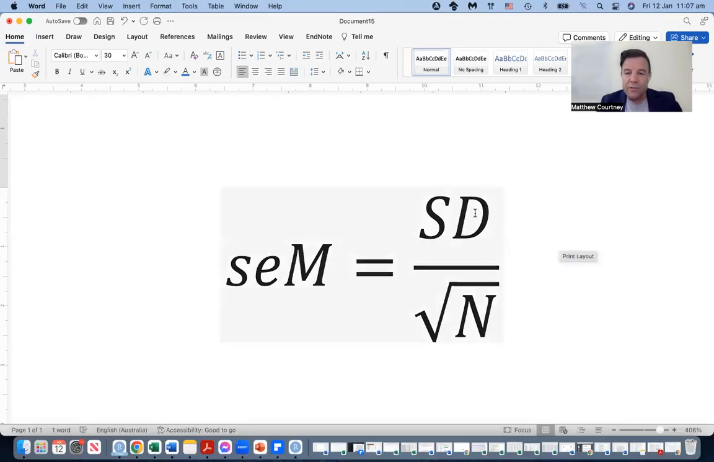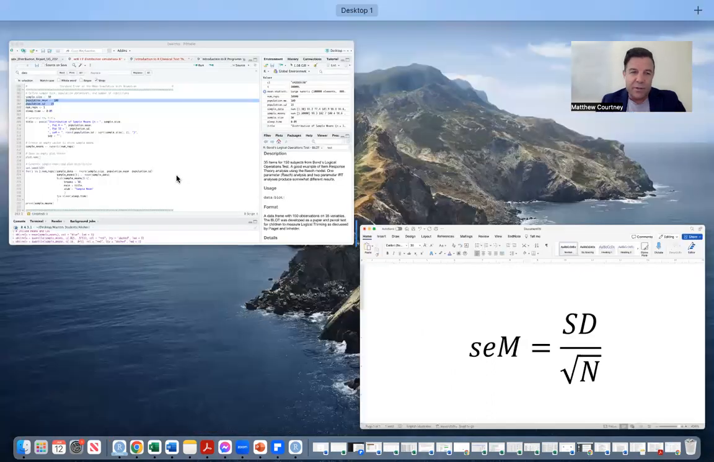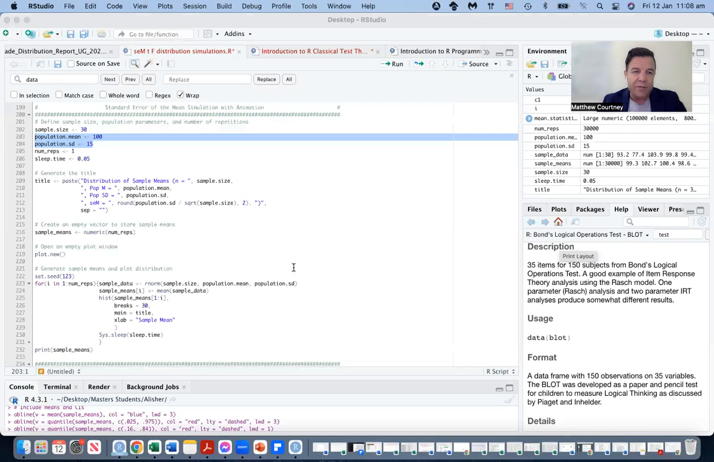Hi, welcome to this demonstration about the standard error of the mean, also known as the standard error of the sample mean. So we know the formula is the standard deviation divided by the square root of the sample size. Let's move to the simulation in the R script.